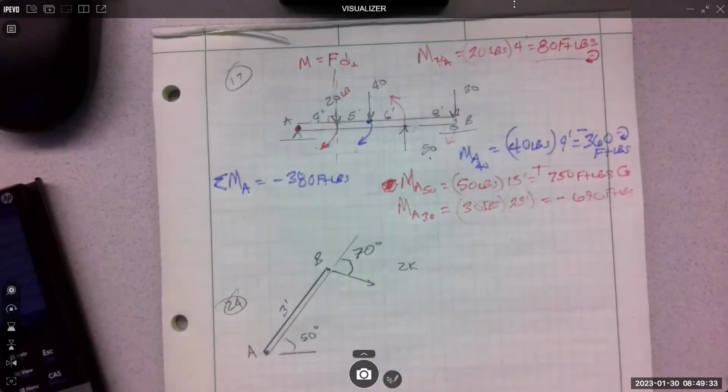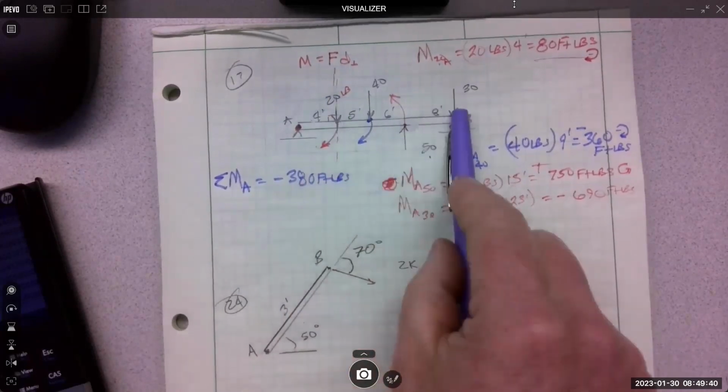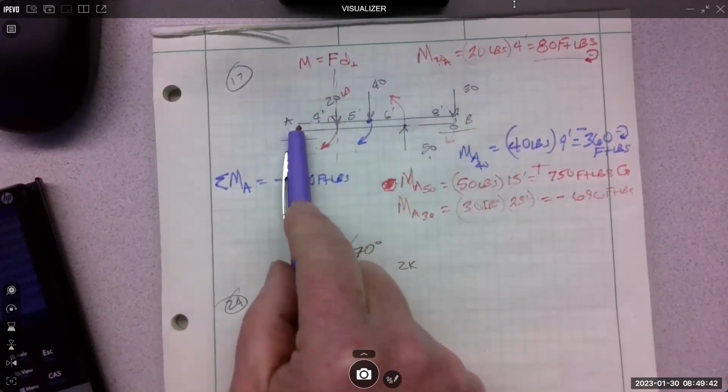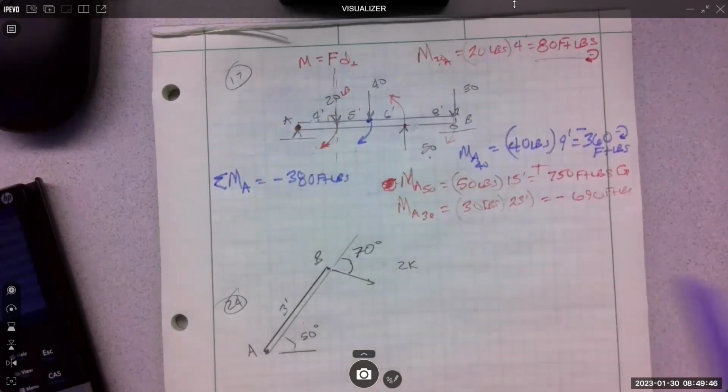The rest of it we did in class was adding all the vectors, because really what you've done is taken all these vectors and moved them to A. You've done that by collecting their rotational effect. All right, that's good. Let's move on to 24, which is one of your homeworks. Compute the moment about point A for the linkage shown.